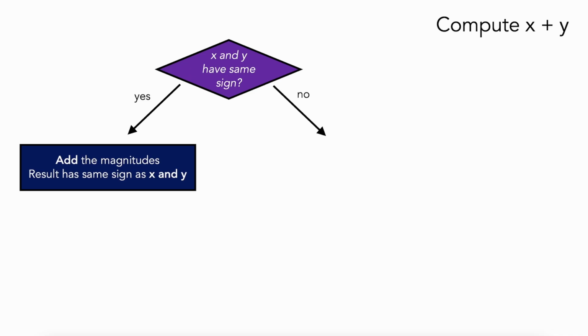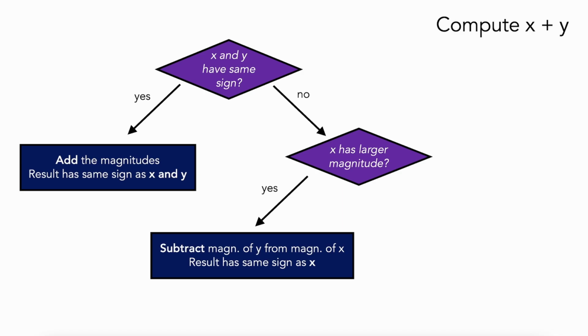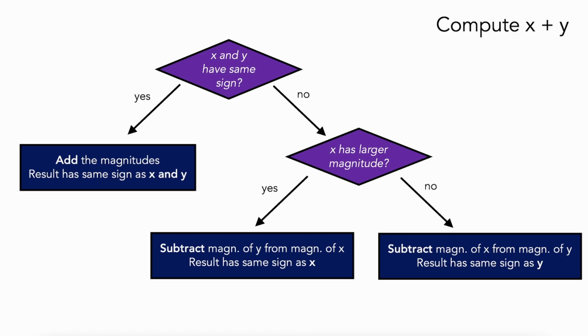Now, if they don't have the same sign, we need to ask, does x have the larger magnitude? If so, we subtract the magnitude of y from the magnitude of x, and then the result has the same sign as whatever x had. If x didn't have the larger magnitude, then we subtract the magnitude of x from the magnitude of y, and the result will have the same sign as whatever y had.